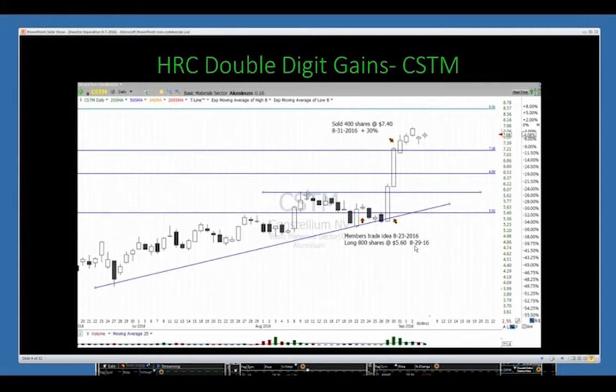This is a current trade. We are currently long on this trade, and we did enter the trade on 8/23, which is right here, for 800 shares at $5.60. That's right there. Now, this was one of our members' featured trade ideas, what we call a trade idea, which if you go to the website, you can sign up for a free trade idea every day. You'll be notified of that trade idea, and it shows up on our website every morning before the market opens up.